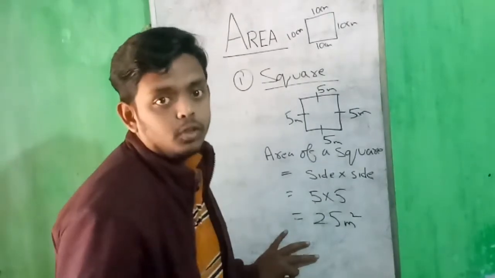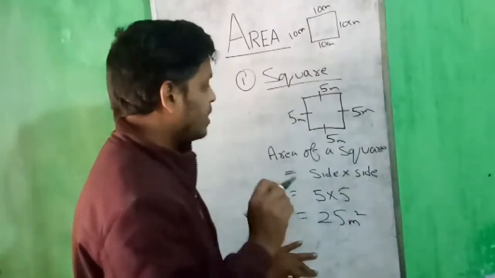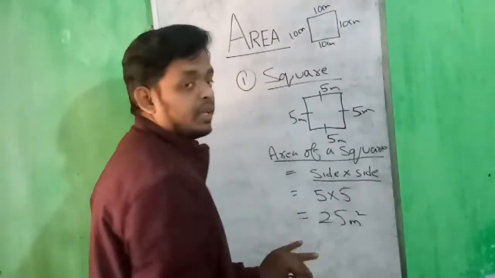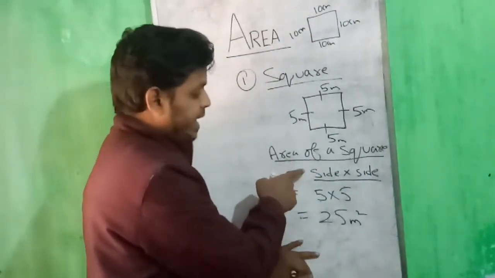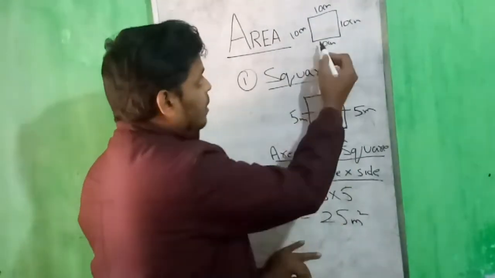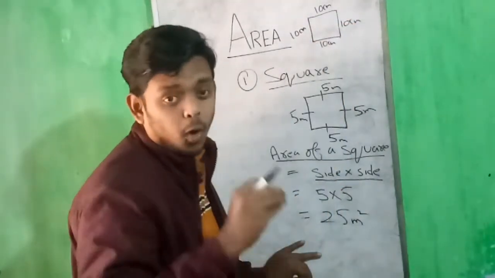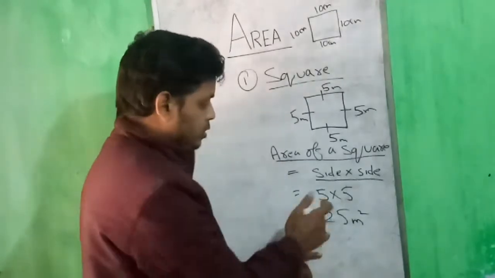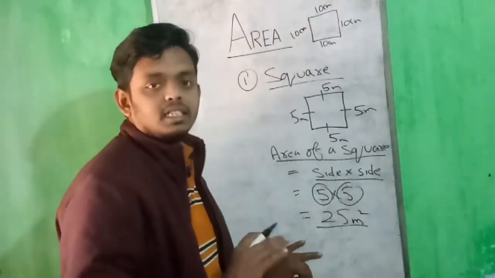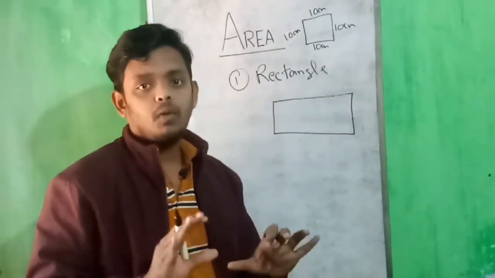Now if someone asks you to find the area of a square, remember the formula: the area of a square is side into side. Now what is the side? The distance from this side to this side, or this one or this one, whichever side you take, because all the sides are the same. So you take side into side, and what comes? 25 centimeter square. Understood?